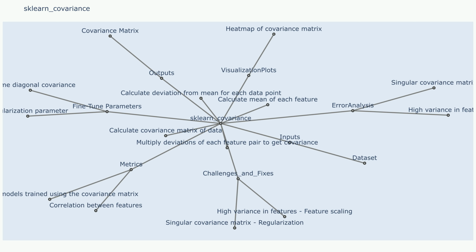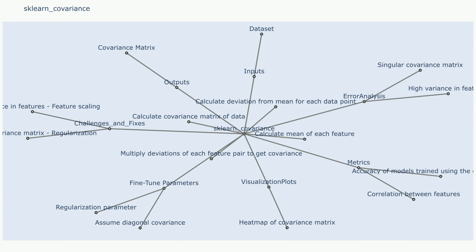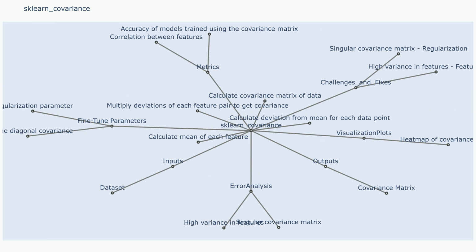sklearn.covariance. Description. The covariance matrix in scikit-learn (sklearn) is a fundamental tool for understanding the relationships between variables in a dataset. It quantifies how much two variables change together, providing insights into their interdependence. Covariance is particularly useful in various data analysis tasks, including feature engineering, identifying correlated features that might be redundant or contribute similar information to a model.